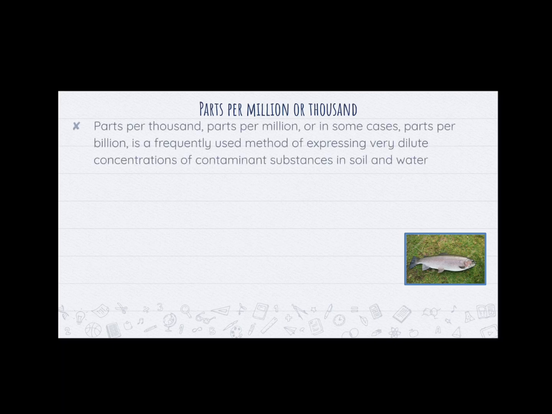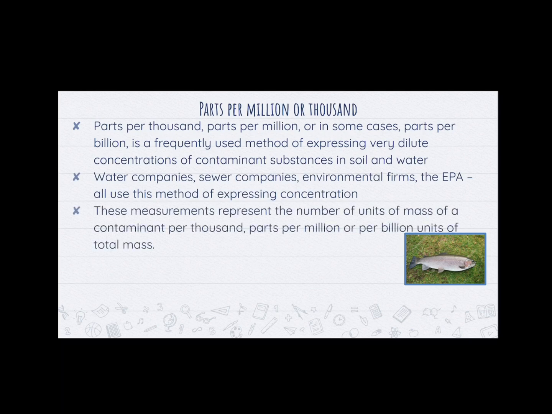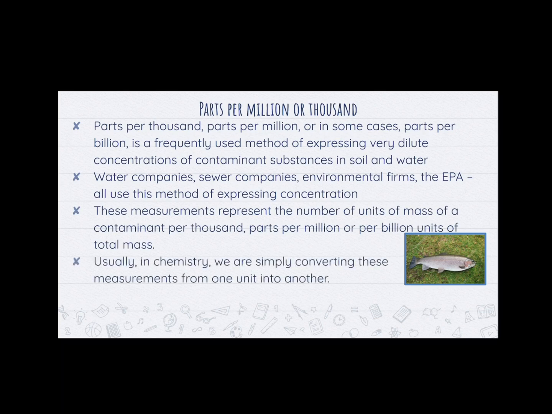All right, parts per million or thousand. Parts per thousand, parts per million, or in some cases, parts per billion is a frequently used method of expressing very dilute concentrations of contaminants in soil and water. Water companies, sewer companies, environmental firms, the EPA, all use this method of expressing concentration. These measurements represent the number of units of mass of a contaminant per thousand, parts per million or billion of the total mass. Usually in chemistry, we're simply converting these measurements from one thing to another.